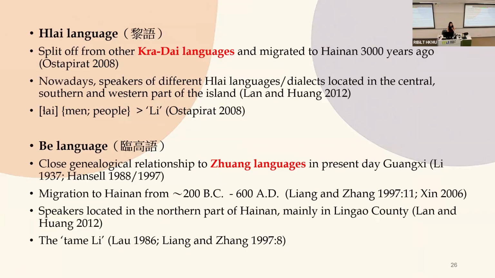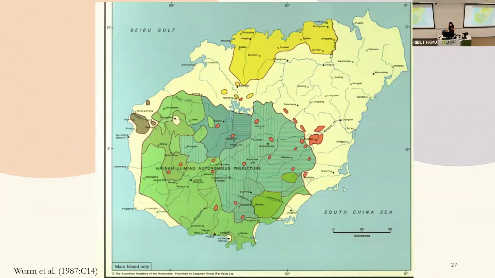And the Be language is a closer relative to the Zhuang languages spoken in present-day Guangxi than it is to the Hlai languages, although the two branches are both from the Kradai language family. And the migration of the Be speakers to Hainan started as early as 200 BCE, during the late Warring States period, and lasted all the way into the 6th century. And now speakers of Be are concentrated in the northern part of the island in the county of Lingao. It's the yellow area here.